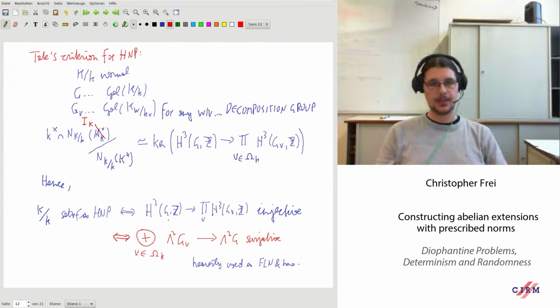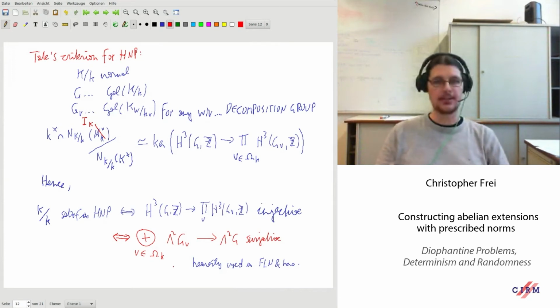And we already used this in the paper with Dan Loughran and Rachel Newton in the following dual form. You just take the dual of this map. Then this goes from the sum over the exterior square of the decomposition groups to the exterior square of G, and it should be surjective. So this form was heavily used in the paper with Dan and Rachel, because it is quite explicit, and it's easy to apply.